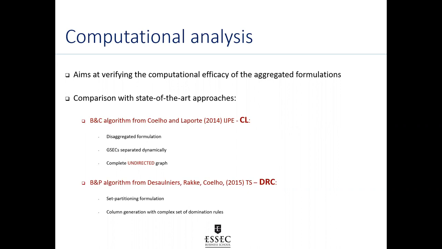and the branch and price by Coelho, exactly. Okay. The branch and price is a complex story, so I will not spend words on that. However, they use a non-directed formulation. So they exploit the fact that distances are symmetric, and they use half of the x variables.